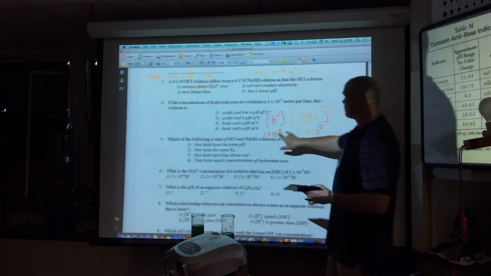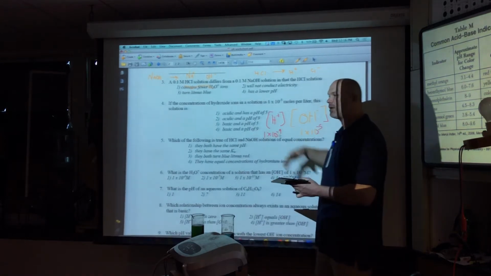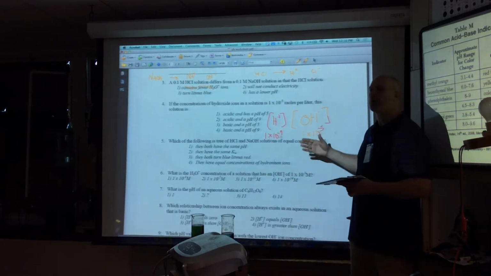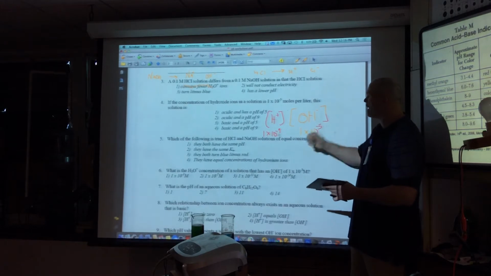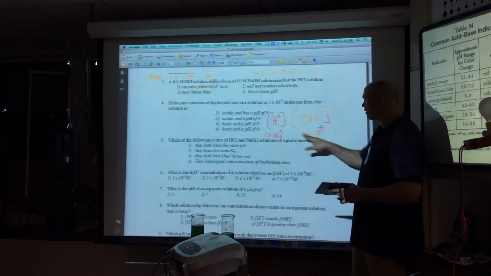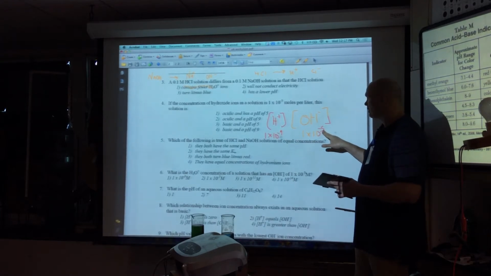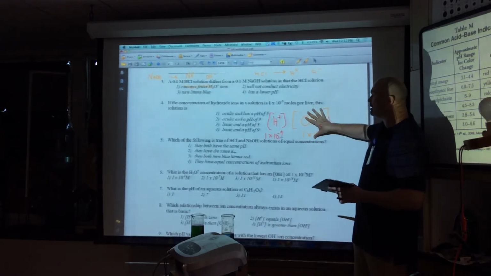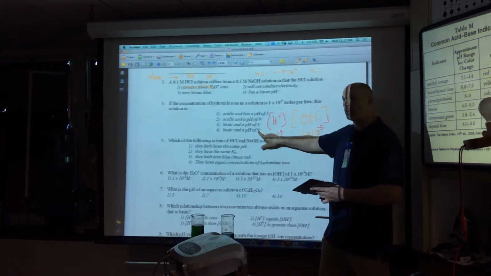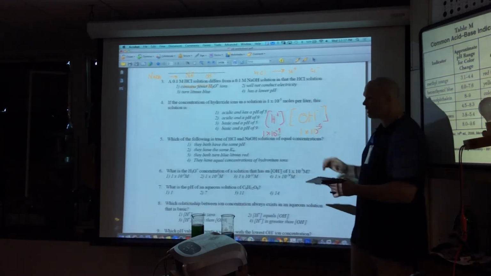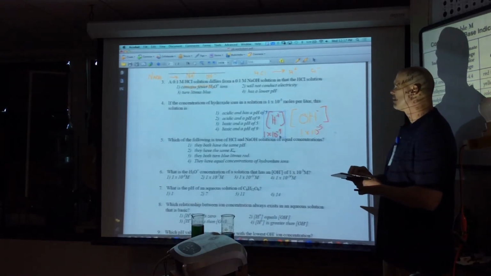So now its pH is 9, above 7, and we know it's basic. But look up here. If I am at a pH of 9, which is a bigger number, 10 to the negative 9 or 10 to the negative 5? Right, so there are more hydroxides when the pH is 9. That's why it's basic. All this comes together, maybe.